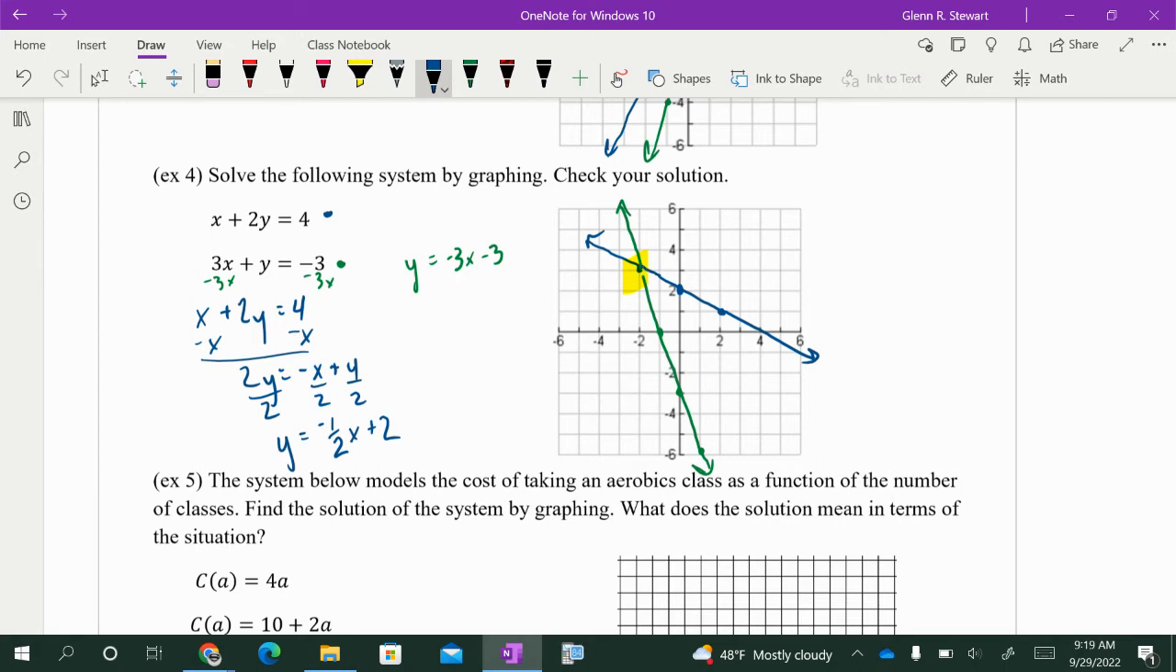That point of intersection there is at negative 2, 3. Because they have that point of intersection, or at least one answer, it's consistent. And then because it's for sure that they have one solution, it's independent.